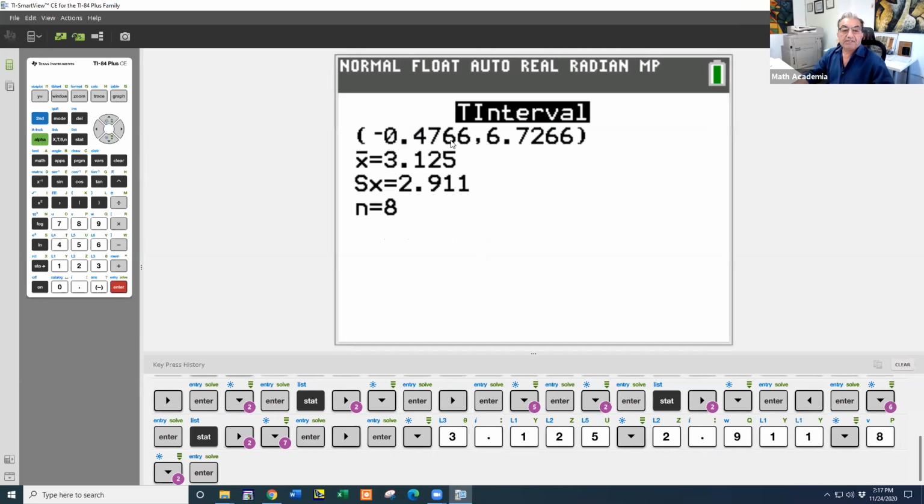Negative 0.4766 and 6.7266, same answer. So you can get that right away by using your calculator.